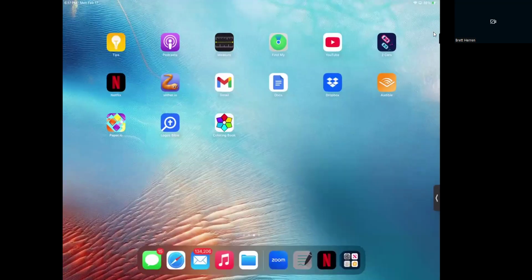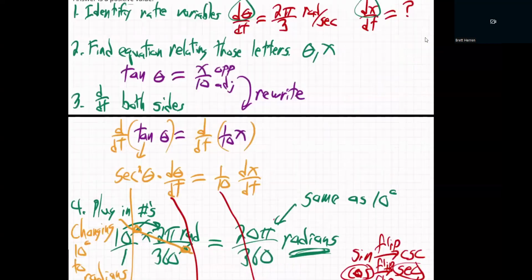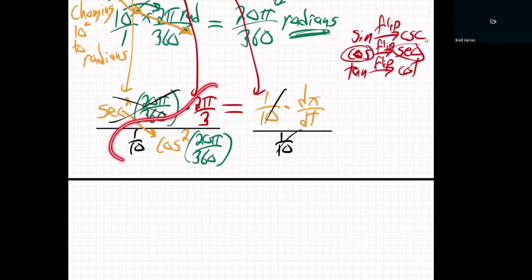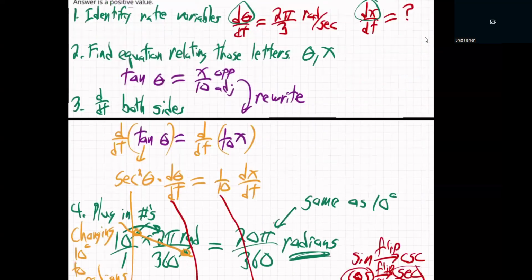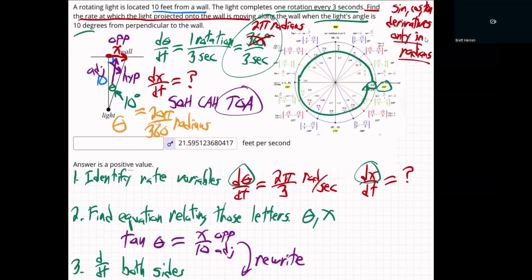21.595. Is that what the answer is? Oh, that's beautiful. I love it when we get it right. 21.595. There we go. So does that make sense? I just typed this in because I let the secant squared go down there. And there we go. We got dx/dt. That's how fast that light on the wall is moving, 21.6 basically feet every second. That's how fast. Right when it's here actually, right?